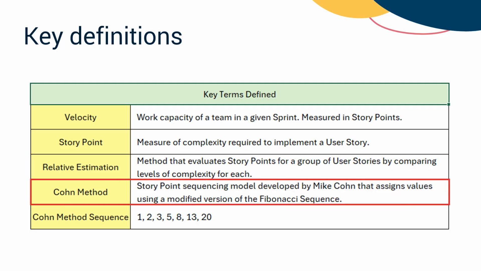The Cohn method is a story point sequencing model developed by Mike Cohn that assigns values using a modified version of the Fibonacci sequence. Stories are assigned points based on complexity. Low complexity stories are given fewer story points than more complex stories. And finally, the Cohn method sequence is used to assign a story point score. The scale uses values of 1, 2, 3, 5, 8, 13, and 20 based on the assumption that levels of difficulty do not increase in a linear fashion.